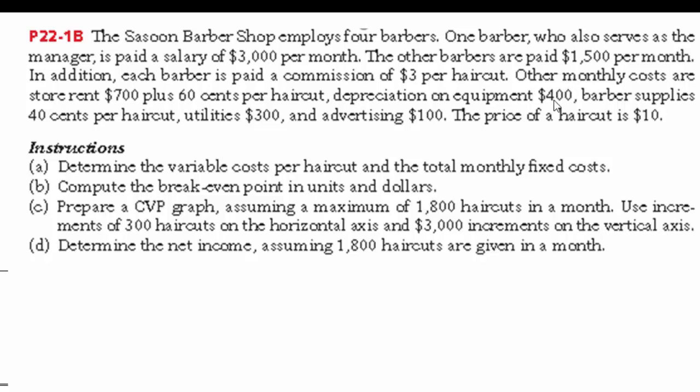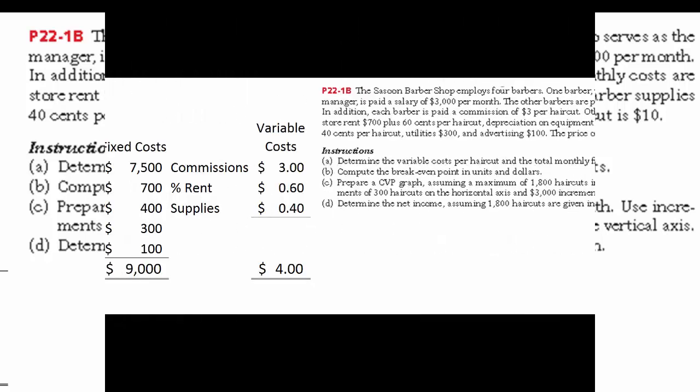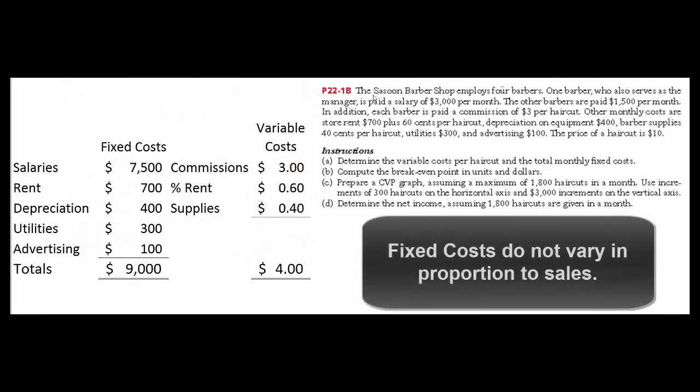Depreciation on the equipment is $400. Barber supplies are 40 cents per haircut. Utilities is $300, and advertising is $100. The sales price of each haircut is $10. So which of those do you think are fixed and which do you think are variable? I hope you got it.